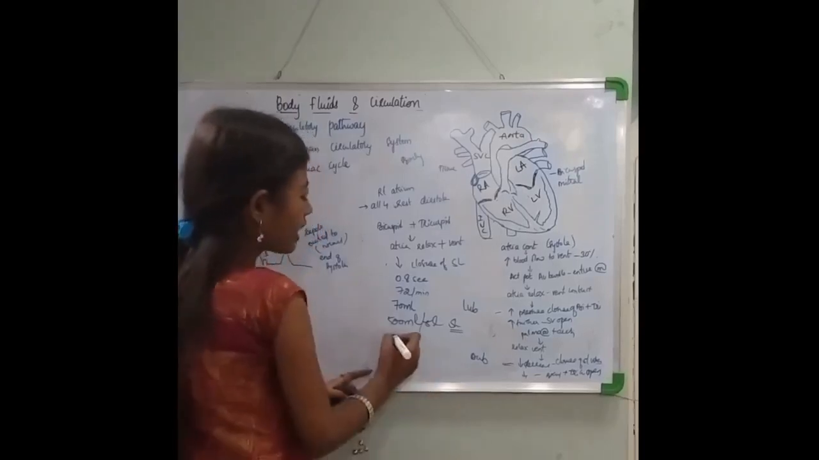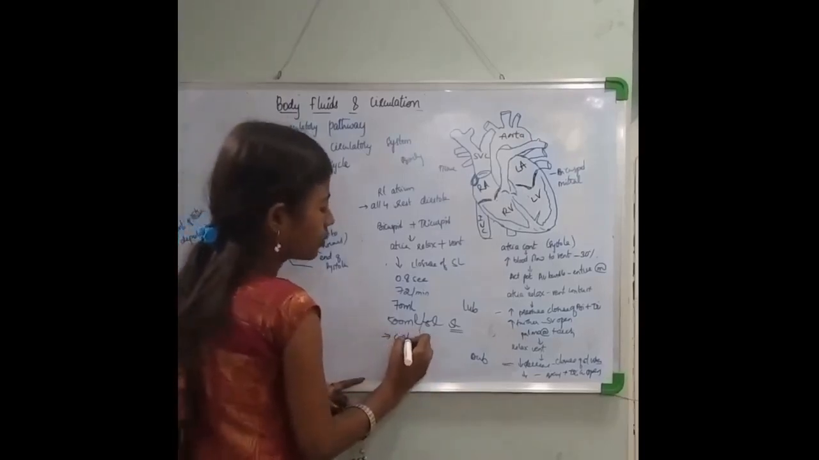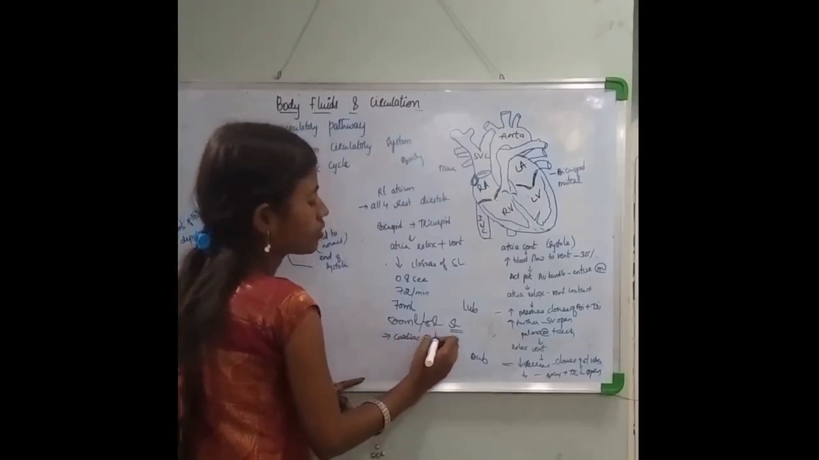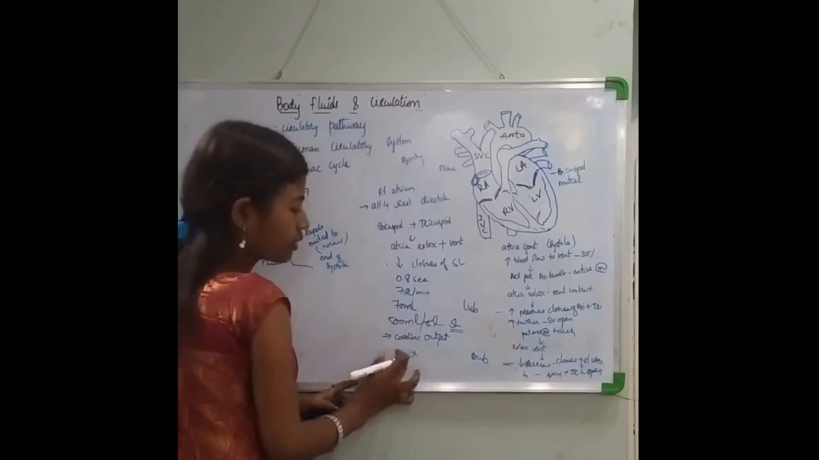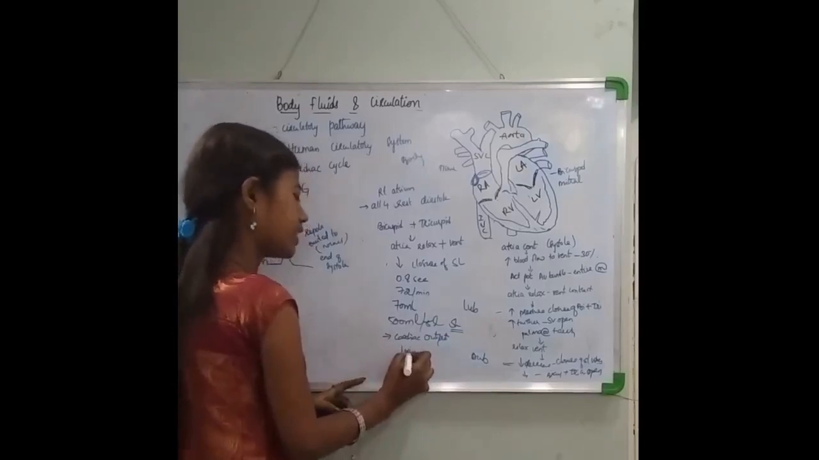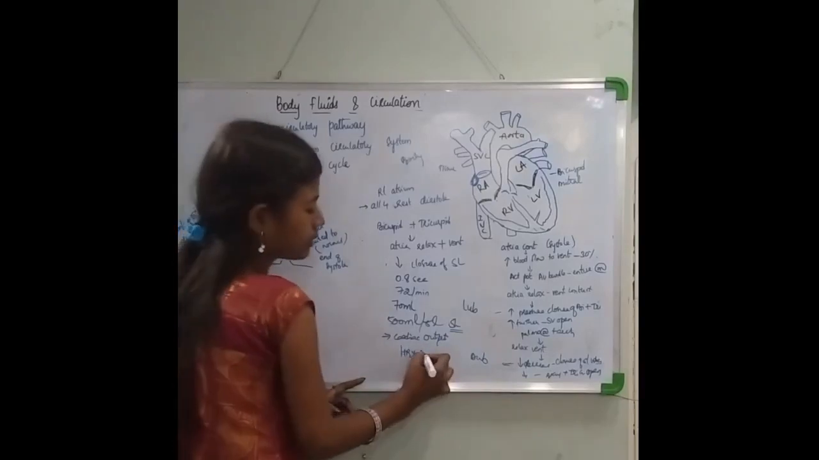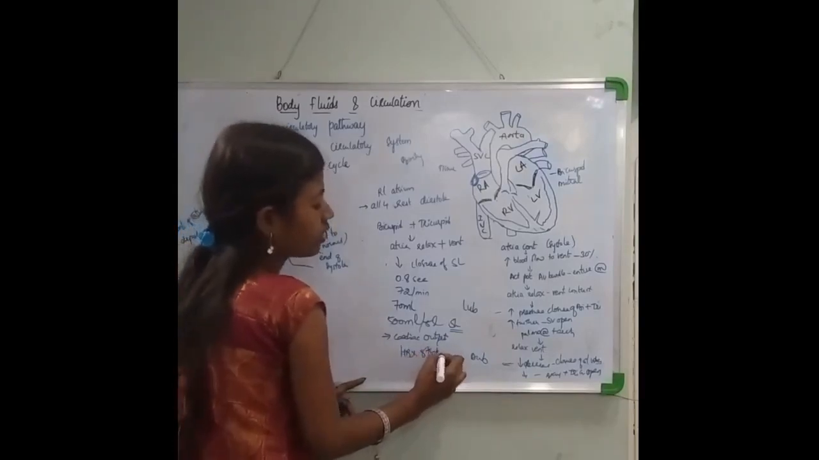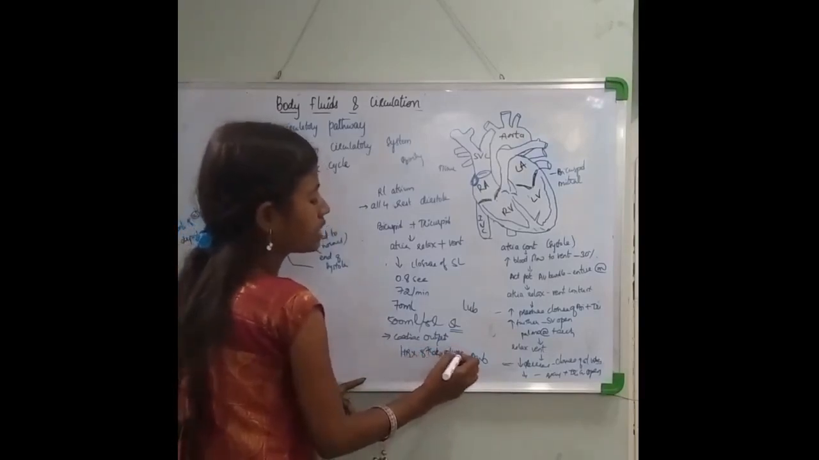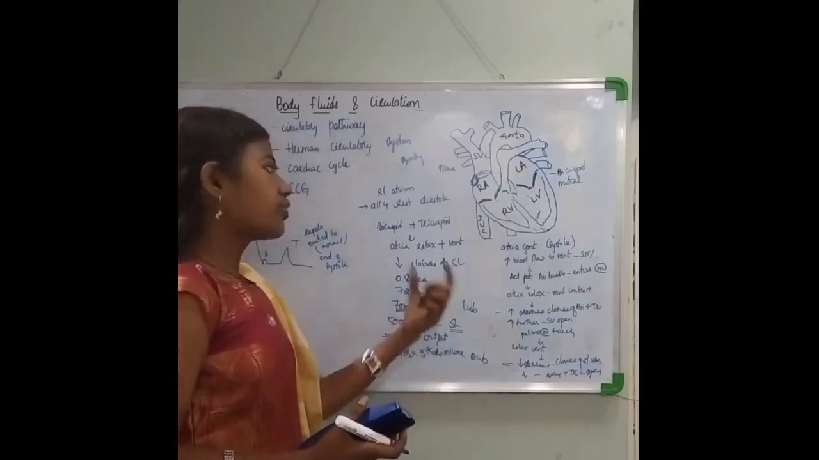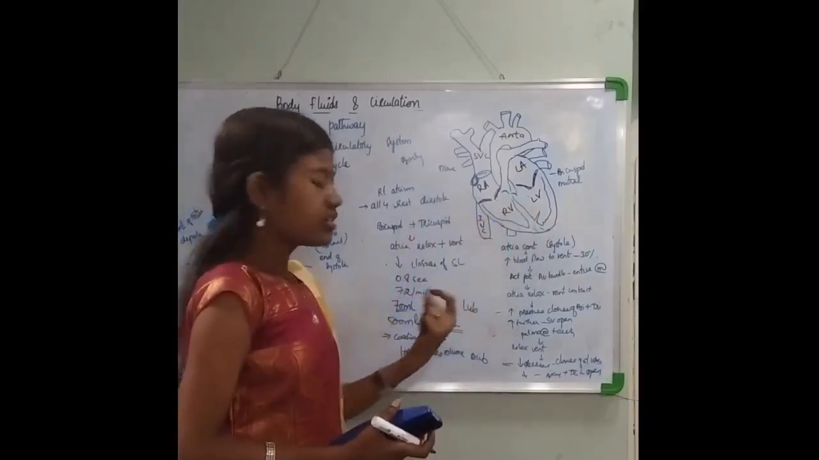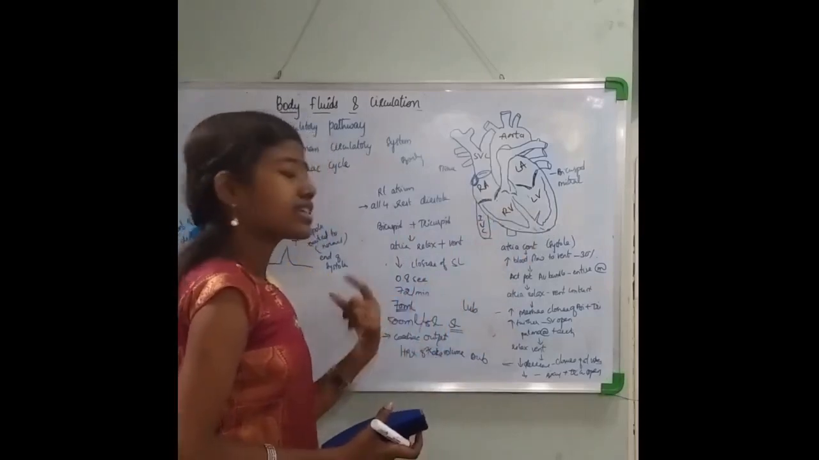Okay? So now when I talk about the cardiac output, how do you get the cardiac output? You get it from the heart rate, which you can take as 72 beats per minute, and the stroke volume. Now what is stroke volume? This is about 70 ml. The amount of blood pumped out by the ventricles is the stroke volume. So you can take that as 70 ml.